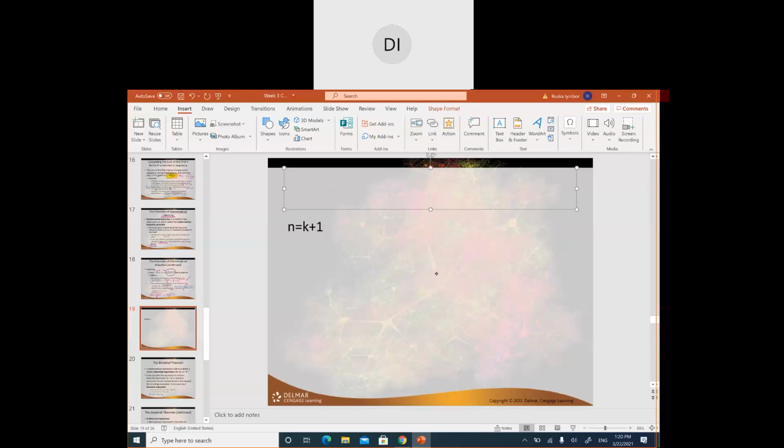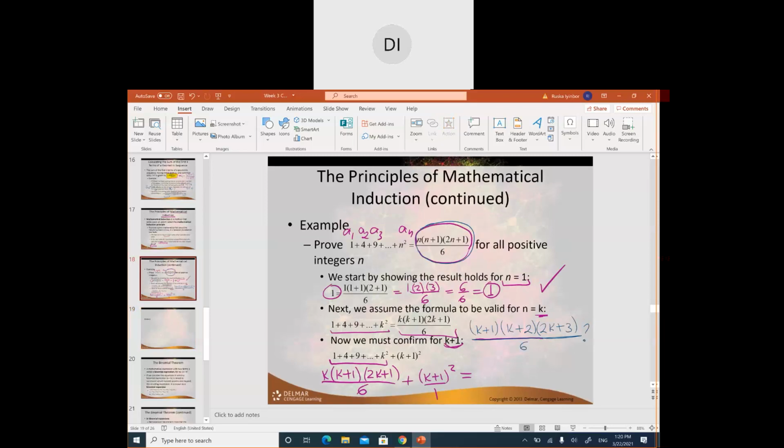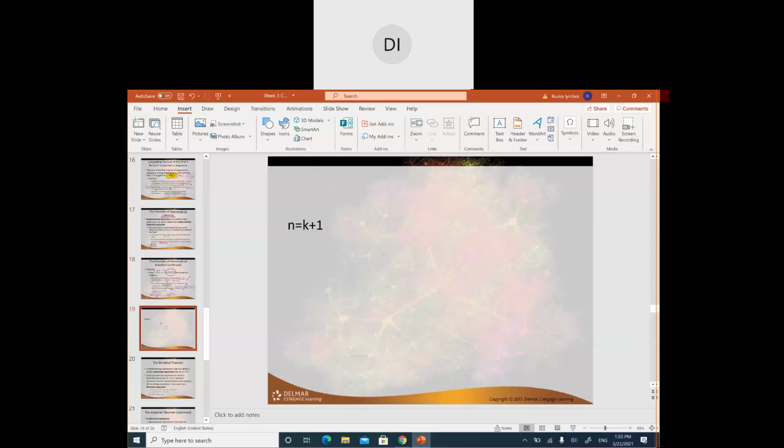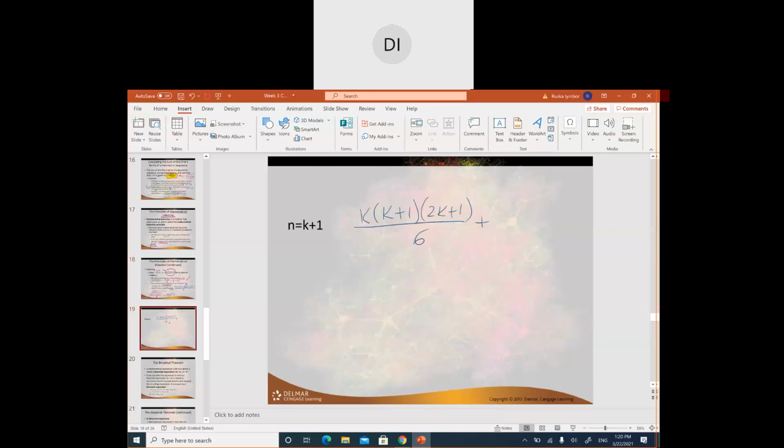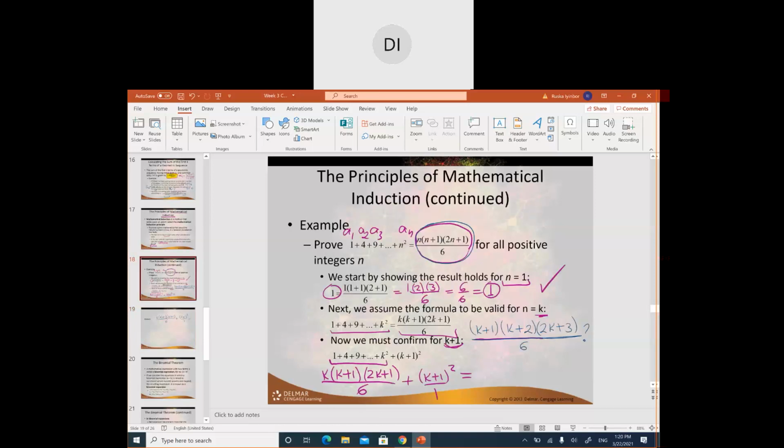I have, from the previous slides here, I have k times k plus 1 times 2k plus 1, over 6, plus k plus 1 squared. And this is over 1. So I'm going to add those, and I'm going to combine like terms and simplify. And let's see if I'm going to get this.